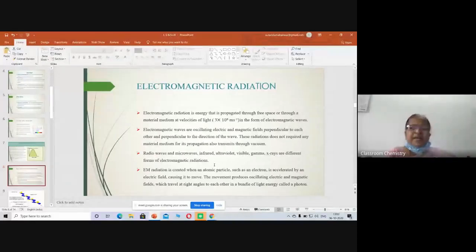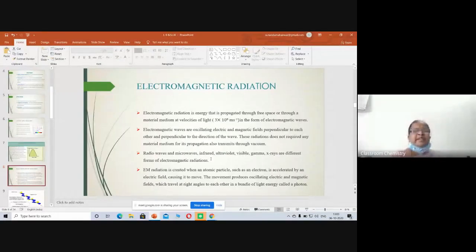These are the different electromagnetic radiations depending upon their frequency or wavelength. These radiations are of different types, that is radio waves, microwaves, infrared, ultraviolet, visible, gamma, x-rays. These are the different forms of the electromagnetic radiations.